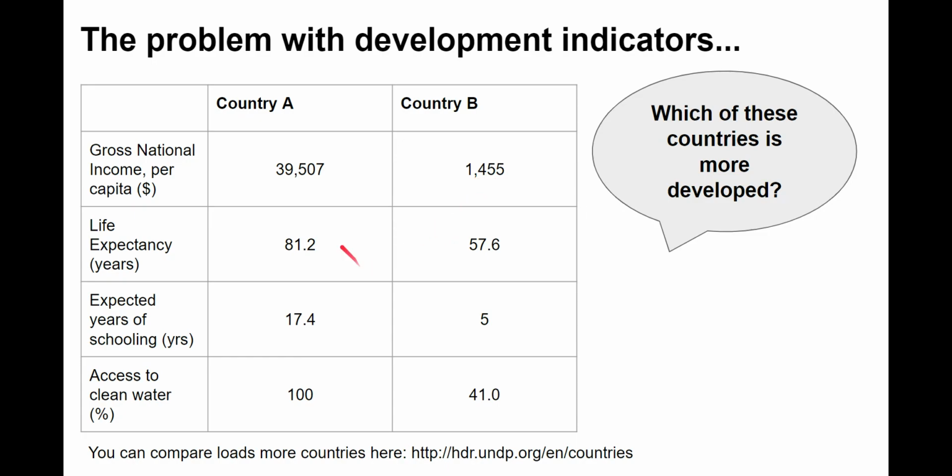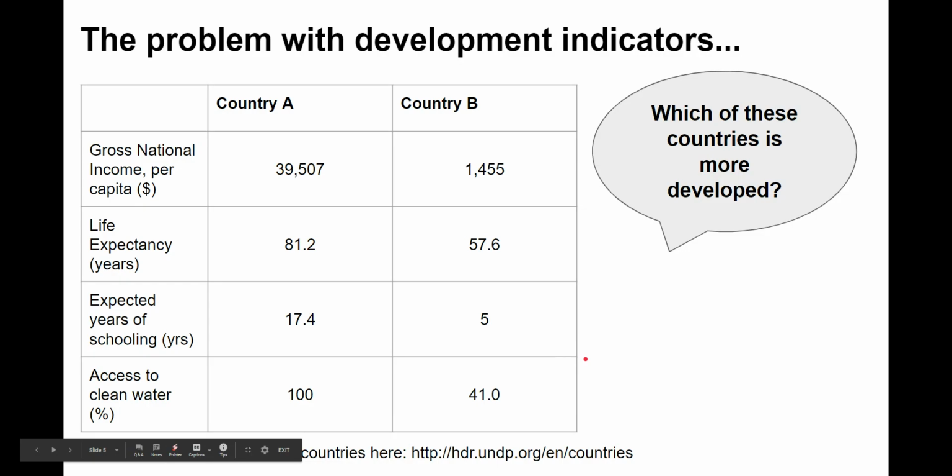The wealth is much higher, 39,000 in A compared to only 1,455 in country B. The life expectancy in country A is much higher. It's 81.2 years, whereas the average person in country B can only be expected to live 57.6 years. In country A, the average child goes to school for 17.4 years compared to only 5 years in country B. So the amount of education children are receiving is much higher in country A. And finally, in country A, 100% of people have access to clean water, whereas in country B, it's only 41%.